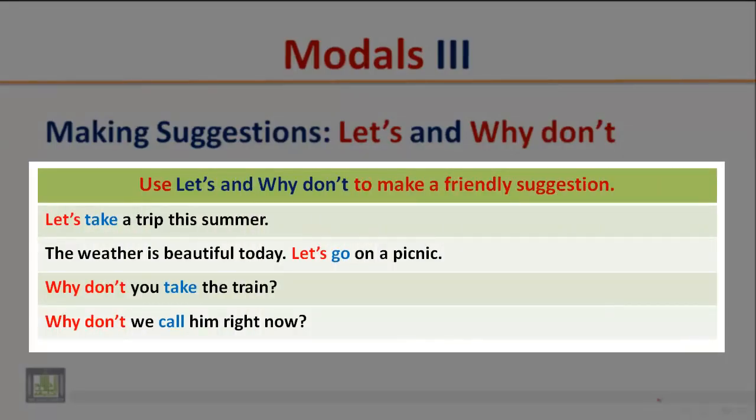Use let's and why don't to make a friendly suggestion. Examples: Let's take a trip this summer. The weather is beautiful today. Let's go on a picnic. Why don't you take the train? Why don't we call him right now? Notice that the modal auxiliary in these examples is used to make a friendly suggestion.